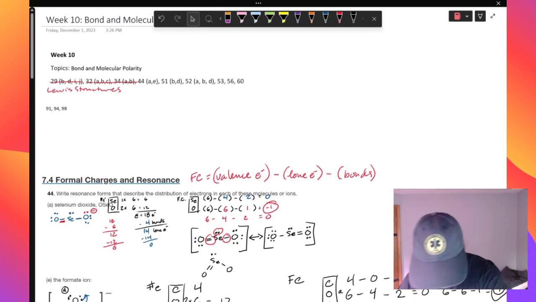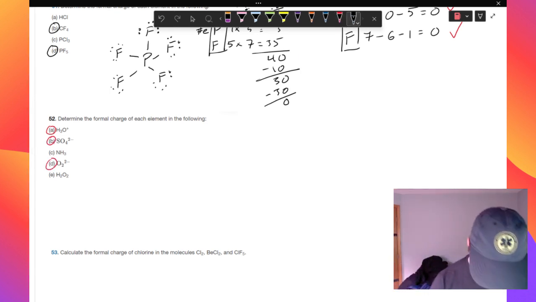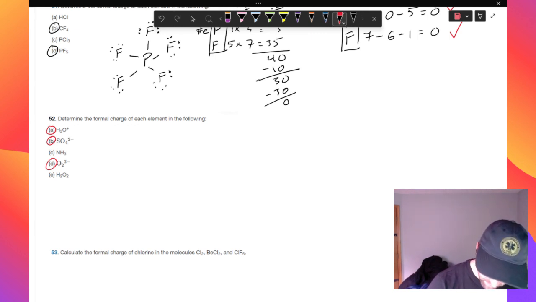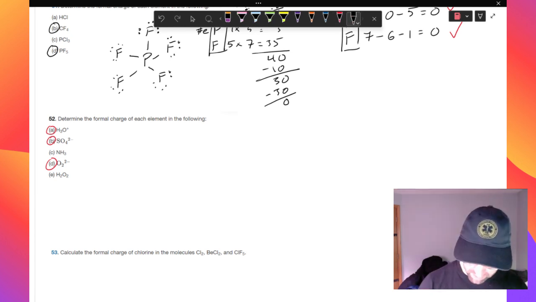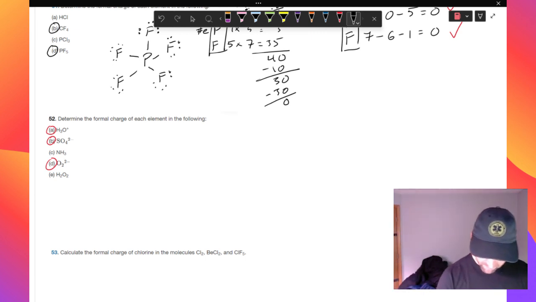Next up, we're 52, A, B, and D. Okay. Determine the formal charge of each element in the following. So same exercise, but now we need to pay attention because we have charges, positive and negative charges assigned to each of these molecules. That is going to change the distribution of electrons, obviously. It's also going to change the number of electrons that we need to account for. So this initial accounting step is still important. All right. Oxygen and hydrogen.